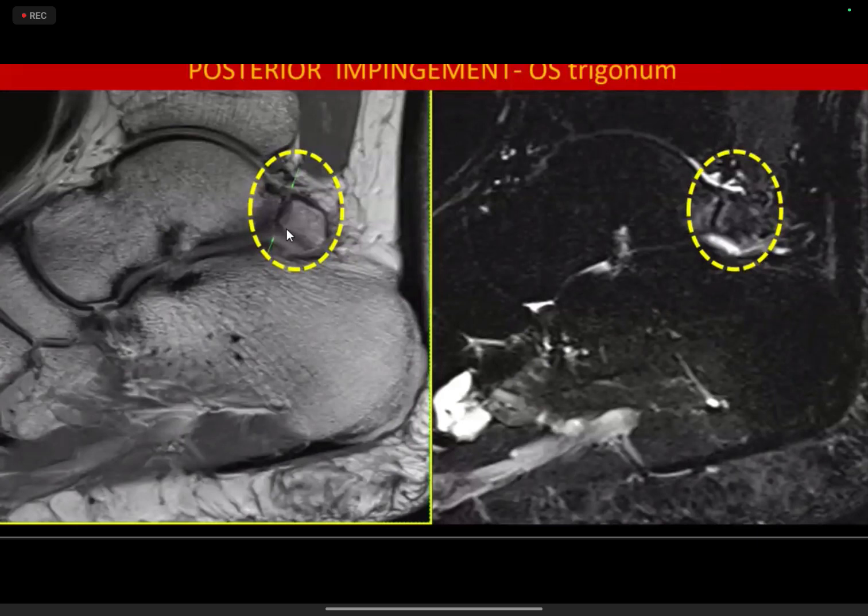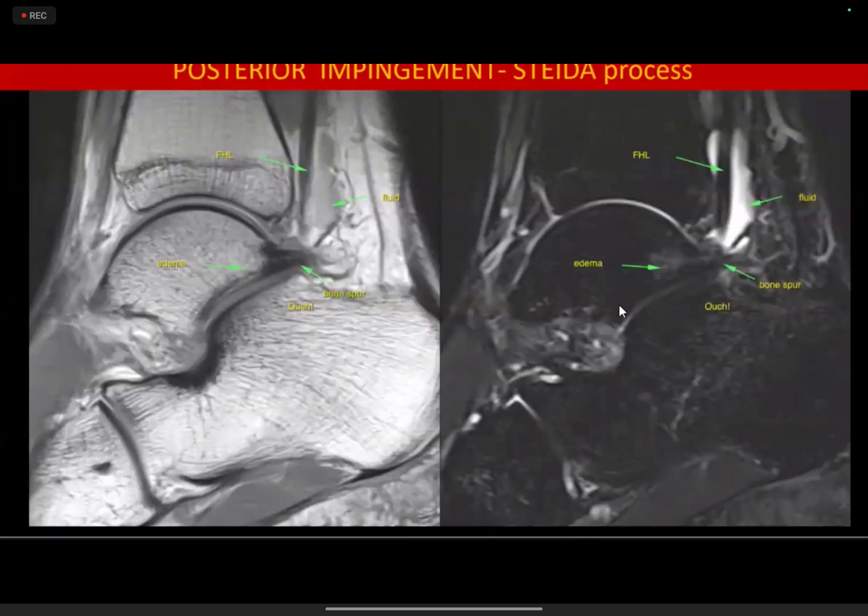Sometimes we have os trigonum. What we can see is edema along the synchondrosis that is forming here. We can see effusion, right? So this was a case of os trigonum with edema and posterior impingement. This was another case in which there was an elongated Stieda process, which is like a bony spur, right? And which is causing impingement, and there is effusion.